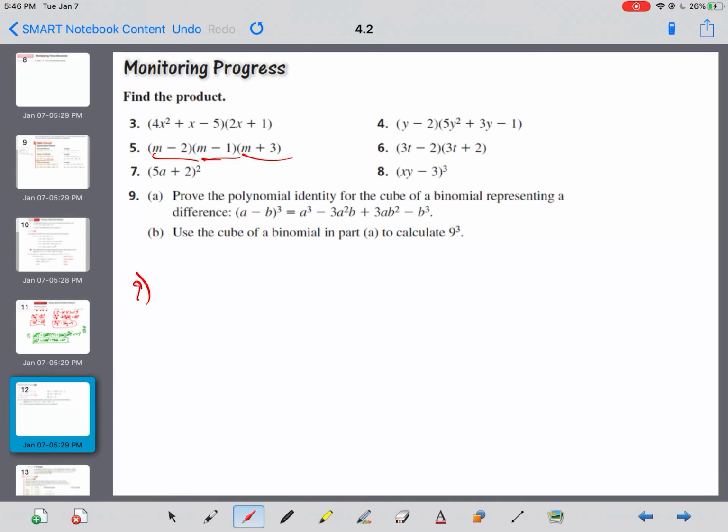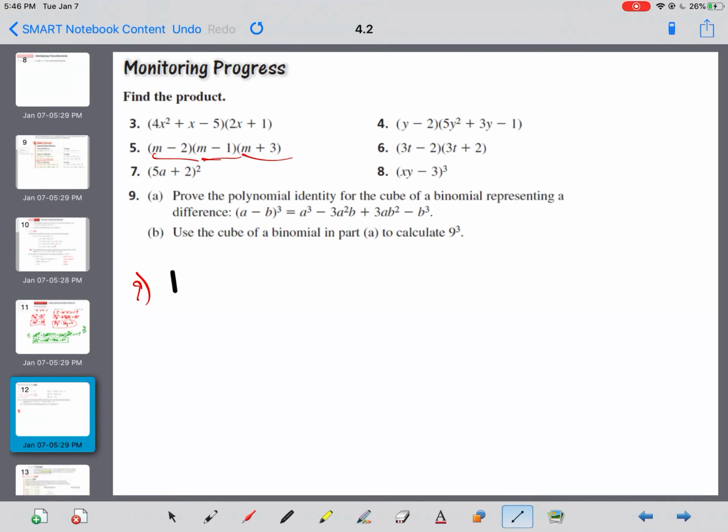Last but not least, number 9. It's got a couple of parts. Part A, prove the polynomial identity for the cube of a binomial representing a difference. Okay, we just have to do the math. And then use the cube of a binomial in part A to calculate 9 cubed. All right, well, we can do that.